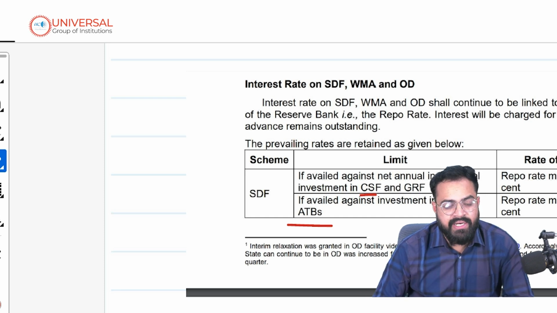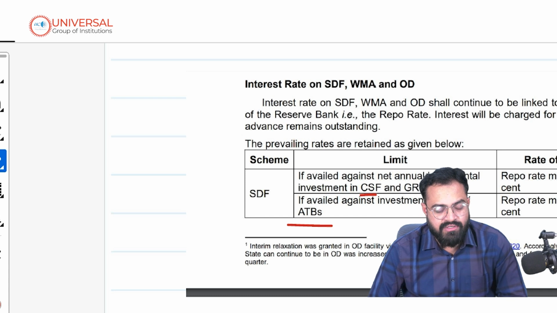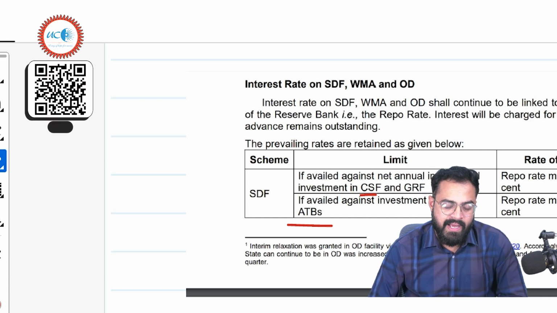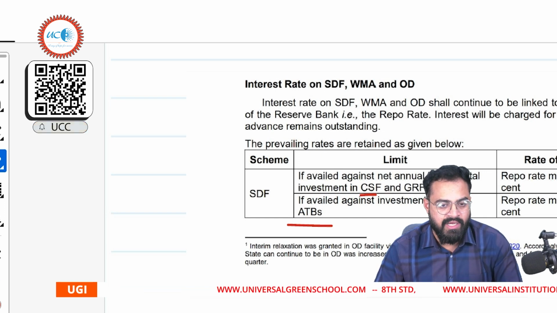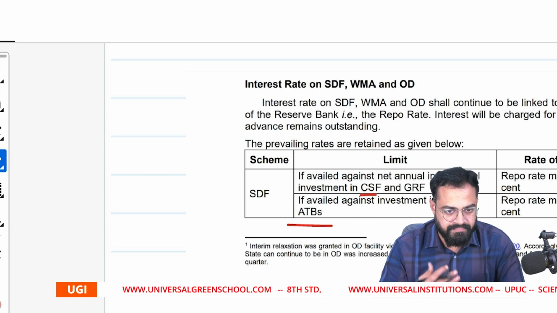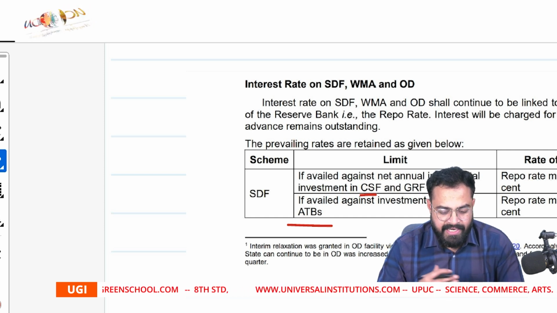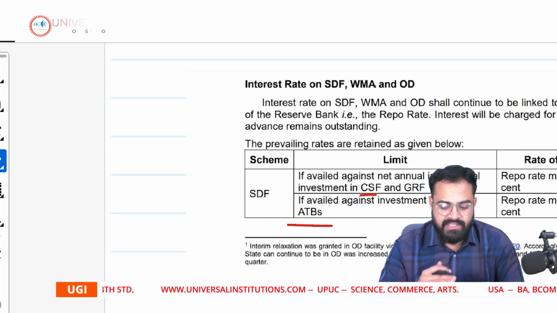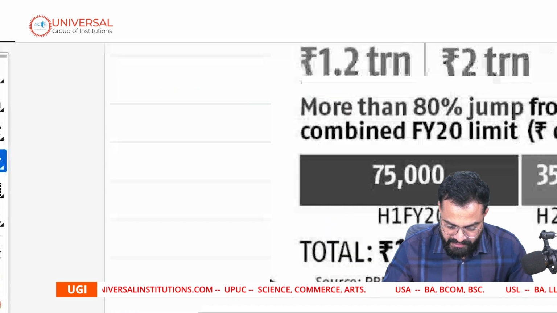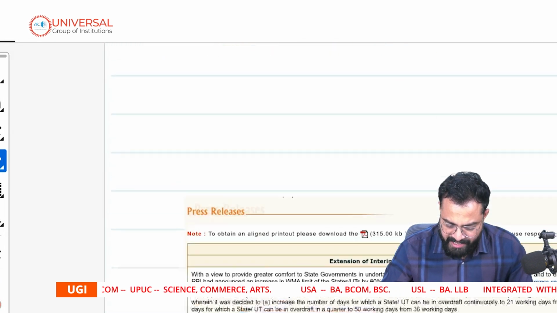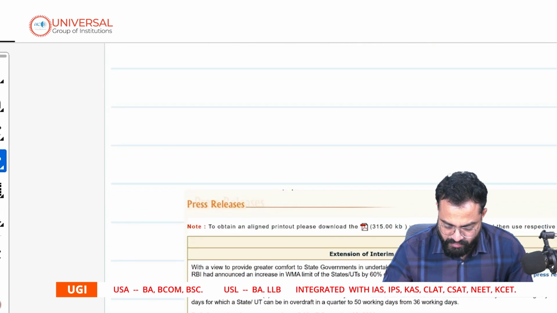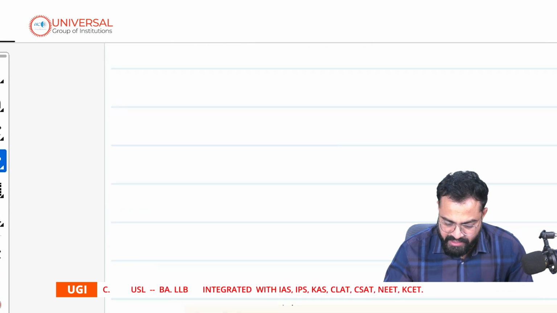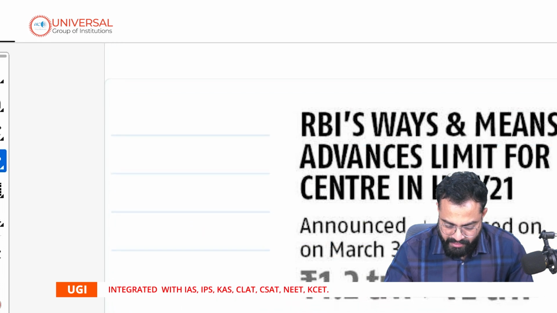As I said very clearly, this has been designed to fight the liquidity crisis. Whenever there is any economic crisis, the Reserve Bank of India offers a concession to both the union government and state governments by increasing the OD days as well as the limit. For example, let me show you. During the time of COVID-19, the OD days time limit was increased by the Reserve Bank of India.